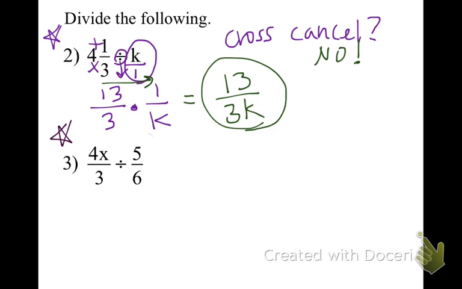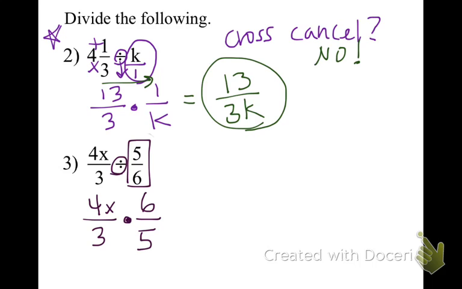How are we going to solve number 3? So taking a look at number 3. First off, I know I'm dividing. So my first term stays the same, 4x over 3. This is going to change to multiplication. That means I need to flip this one, 6 over 5. And then we need to check again.